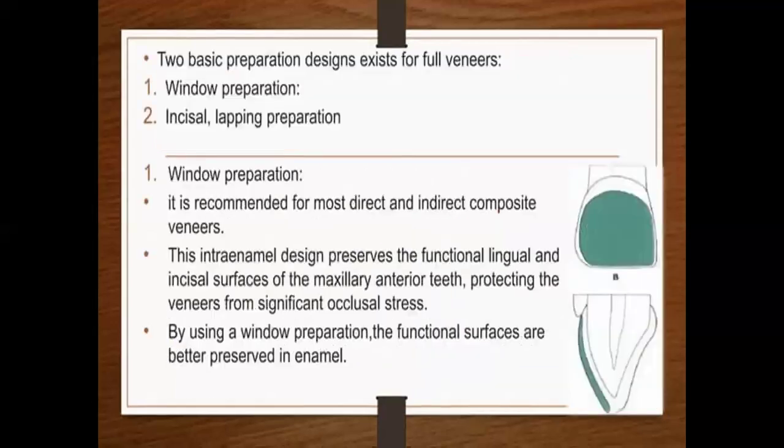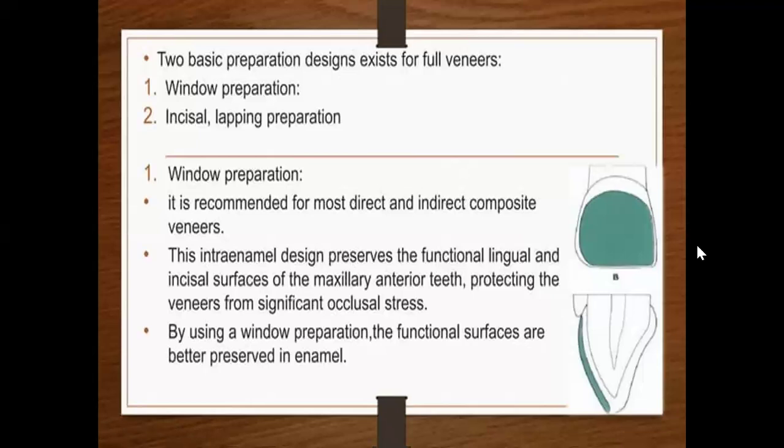When we come to the basic preparation designs for full veneers, there are two types: window preparation and incisal lapping preparation. Window preparation is recommended for most direct and indirect composite veneers. You can see in the picture, there's a window preparation. This intra-enamel design preserves the functional, lingual, and incisal surfaces of maxillary anterior teeth, protecting the veneers from significant occlusal stress.